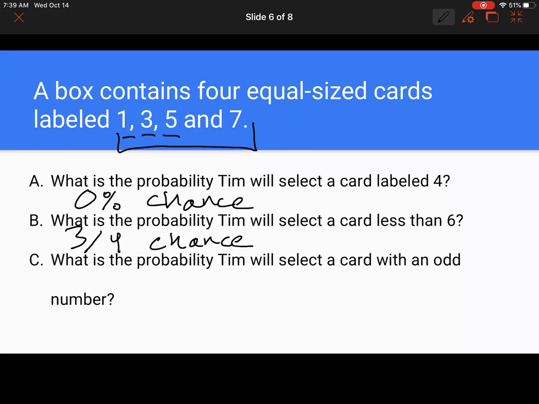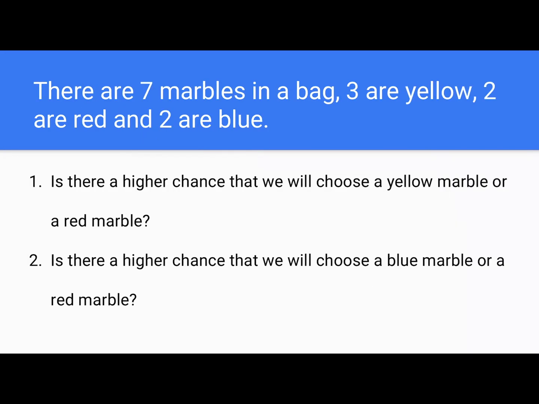And then finally, what is the probability Tim will select a card with an odd number? Well, 1 is odd, 3 is odd, 5 is odd, and 7 is odd. So we have a 4 out of 4 chance. You could also write that as a 100% chance that we will pull an odd card. I want you guys to go ahead and pause and make sure we got this all written down, but I'll go on to the next slide here.